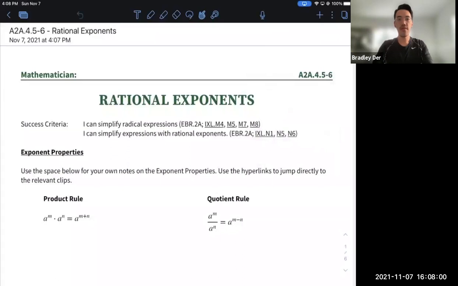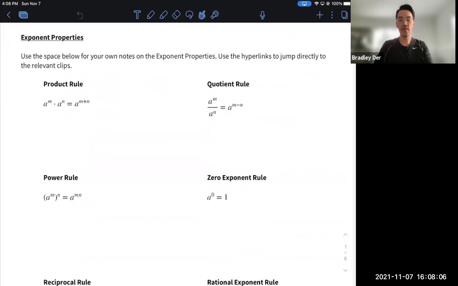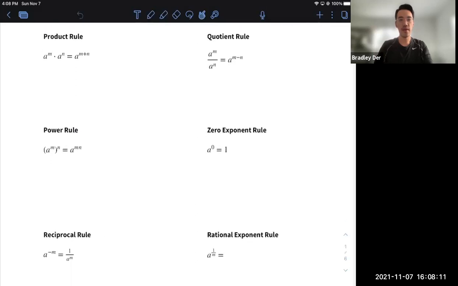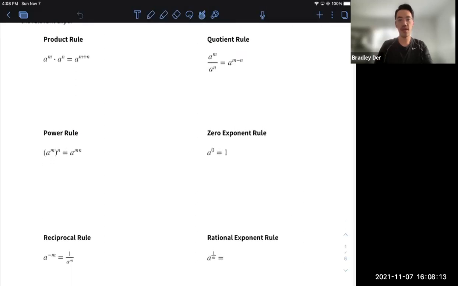All right, hi folks. This video is just to get you refreshed on the exponent rules. There may be no need for you to go through this video, but just in case, here are the 6 exponent rules that we need to have down for this unit.